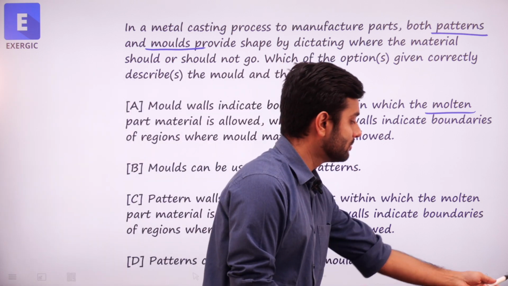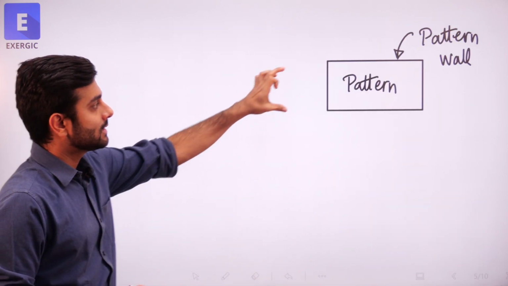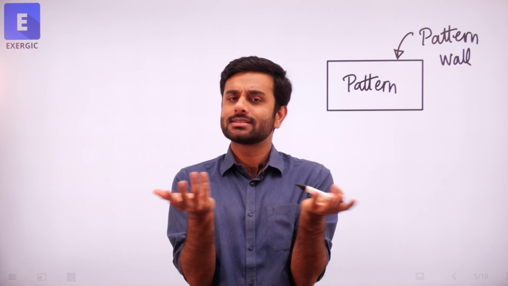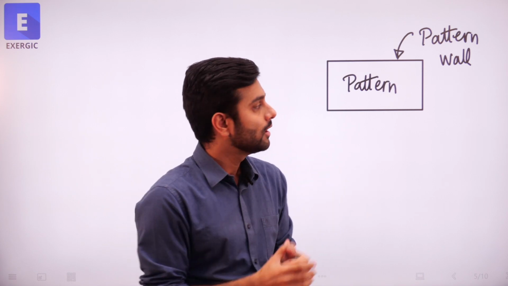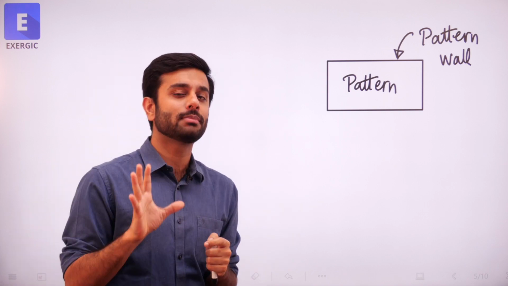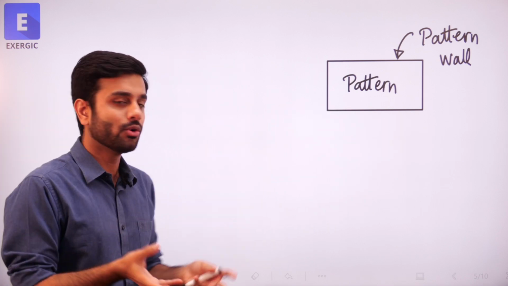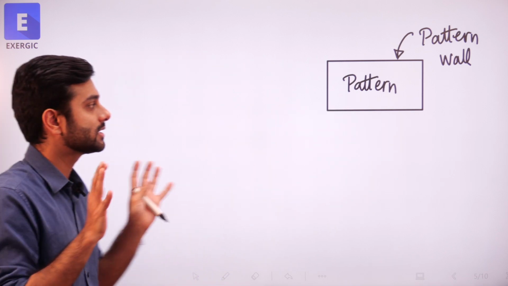Moving ahead, let me give you a simple example of casting. This is a pattern. If you have a pattern, the wall of the pattern is simply the pattern wall, correct? What you are going to do, again, let's take the simplest case of sand casting itself, not considering the casing and boxes, only the pattern and mold, only these 2 things we will be looking at.